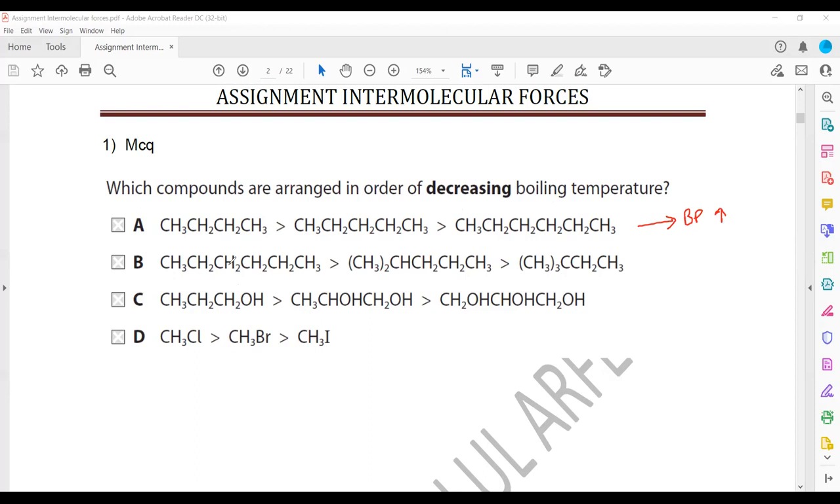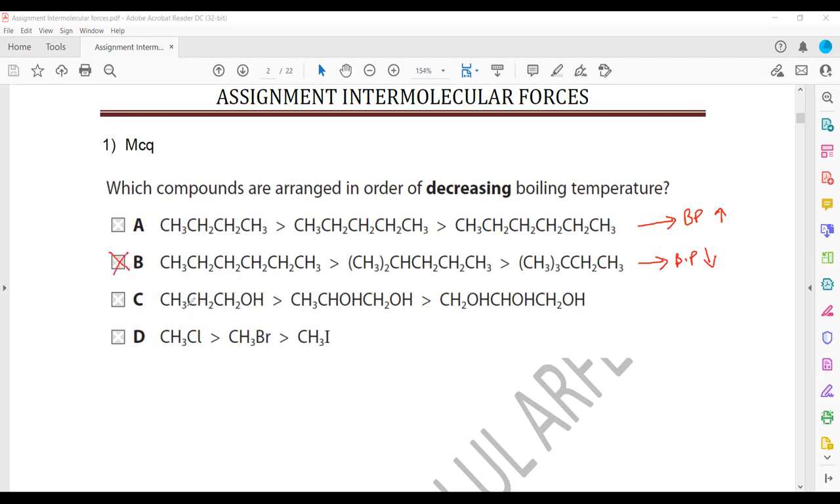First we have 6 carbon atoms in a straight chain, then another with a straight chain, then there will be one branch and then 2 branches. As the number of branches increases, the boiling point will decrease. So the straight chain will have the highest boiling point, then the one with one branch, then the one with 2 branches. So B is the right answer.